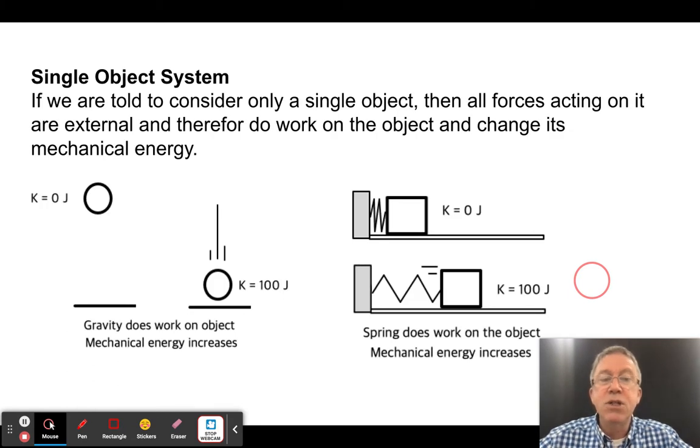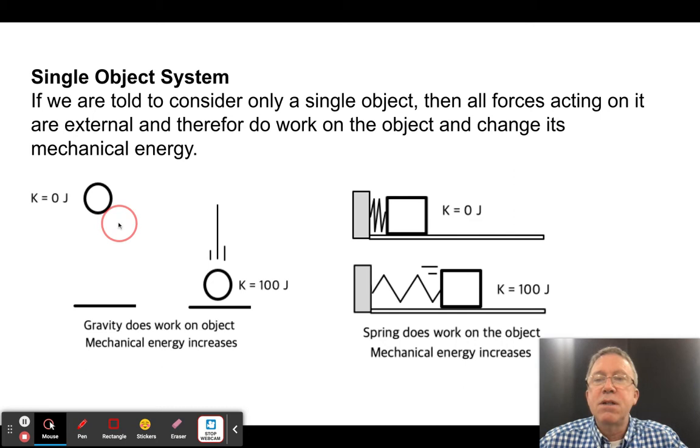Okay, so let's just start with a single object system. If I have a single object system, I have a falling rock, or I have an object pushed against a spring. If there's only one object in the system, then all forces are external, and therefore they do external work. Therefore, they change the mechanical energy of the system. The only thing that can conserve energy is an internal force. If there's one object, all forces are external.